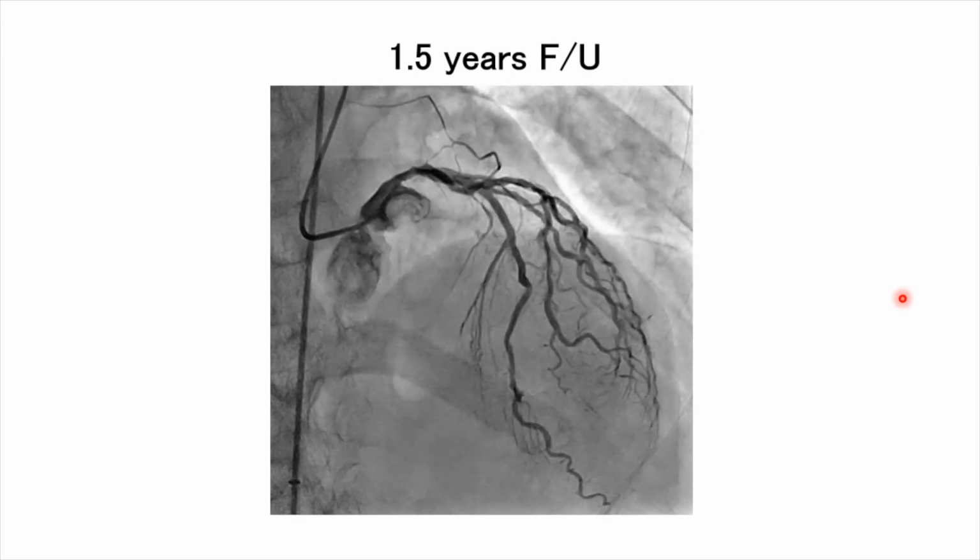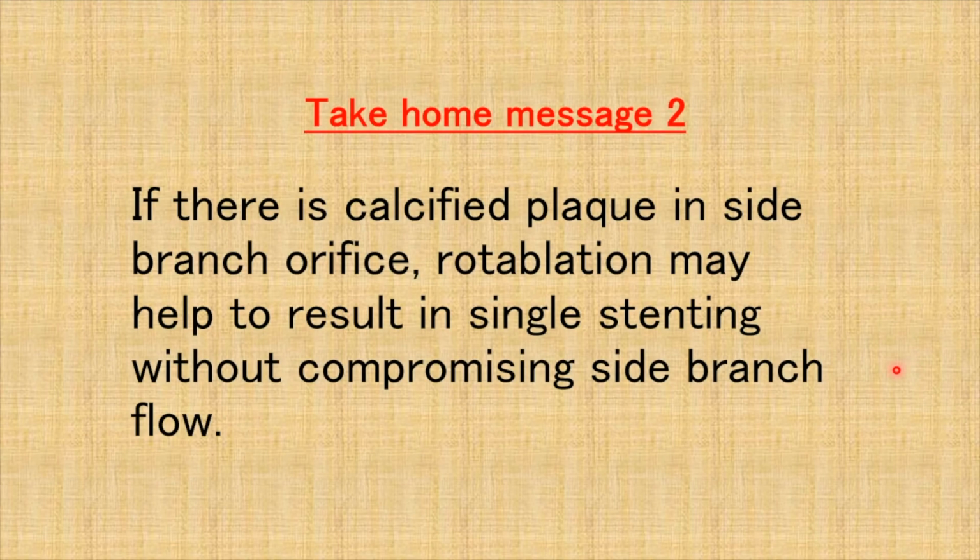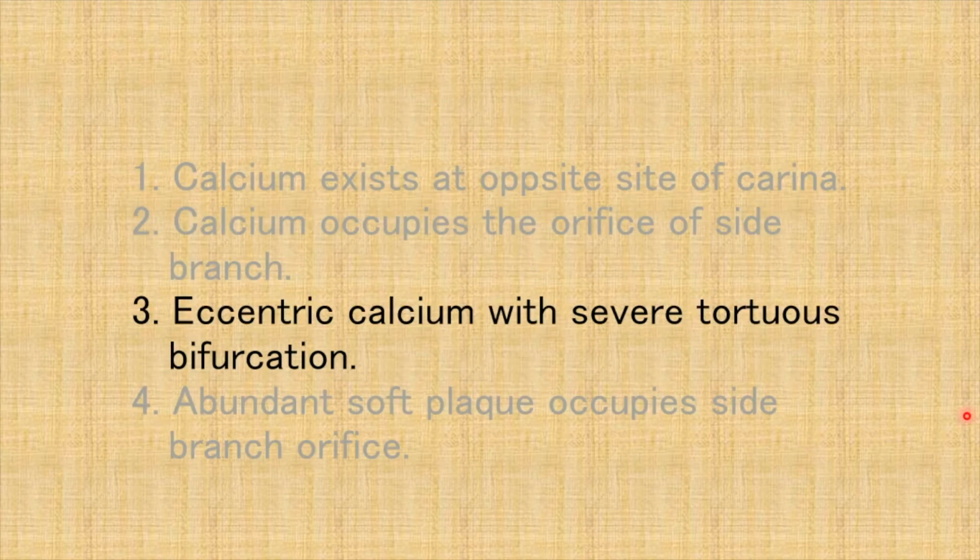1.5 years follow-up showed no stenosis. If there is a calcified plaque in the side branch orifice, rotablation may help to result in single stenting without compromising side branch flow. The third case is eccentric calcium with severe tortuous bifurcation.